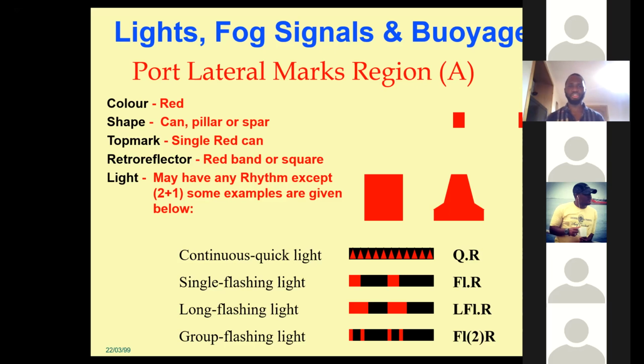Does anybody have any question? Like I said, we're going to continue from region B of the lateral marks, then we get into the cardinal marks, and then the isolated danger and the safe water marks as well. But does anybody have any question?